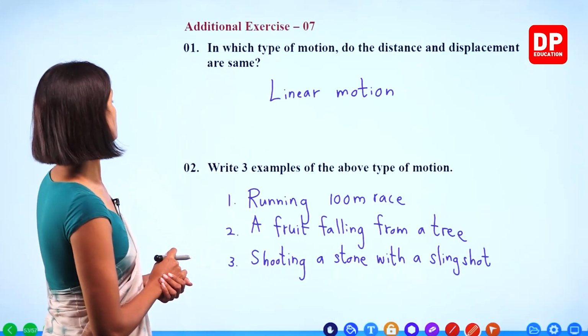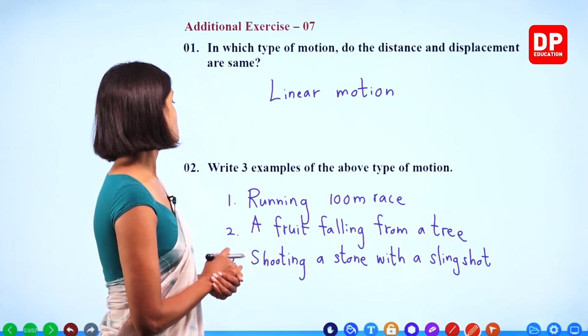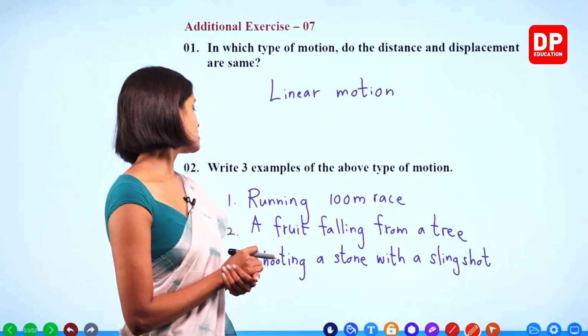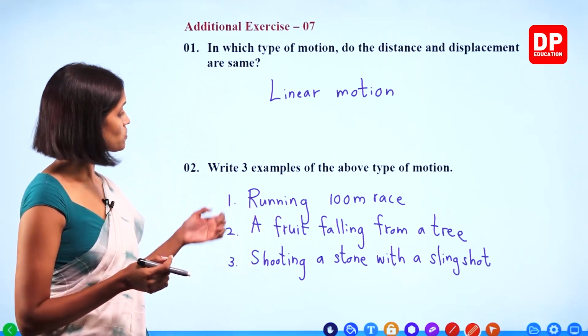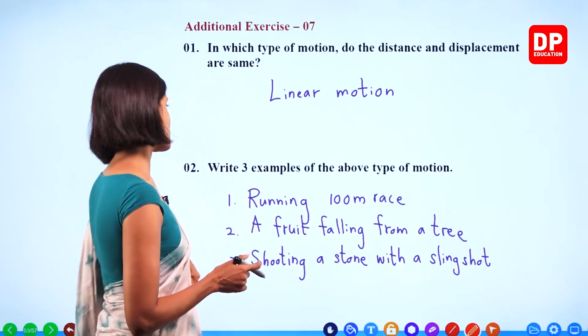Right, children? Write 3 examples of the above type of motion. Running a 100 meters race, a fruit falling from a tree, shooting a stone with a slingshot, shooting an arrow with a bow. Those types of examples you can write. Okay? We move on to the next.